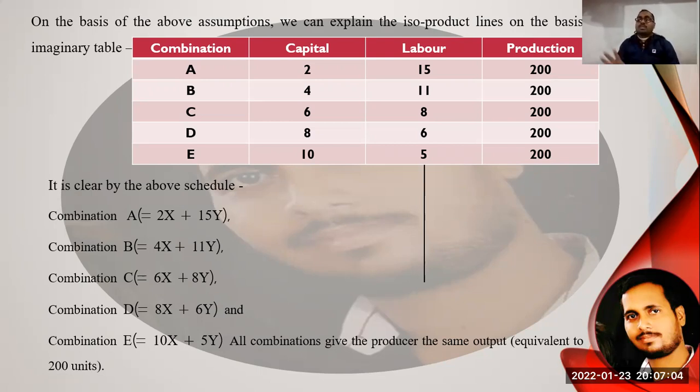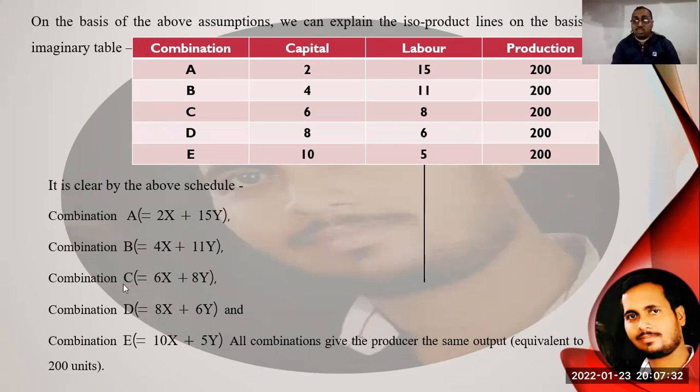So while observing all this, we can say that with the various combinations, with the change of combinations A, B, C, D, E, the entrepreneur is able to get the same amount of output. This will be shown by the iso-product curve. That is what it is called, the iso-product curve or iso-quant curve. Iso-quant means iso-quantity curve.